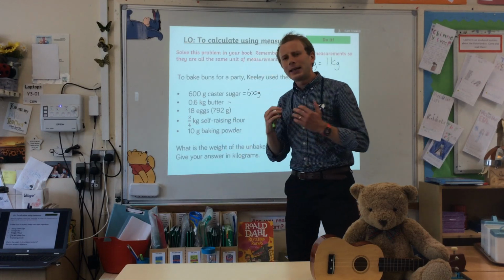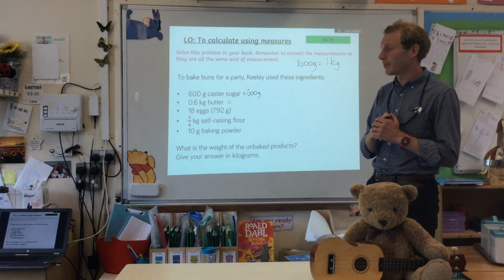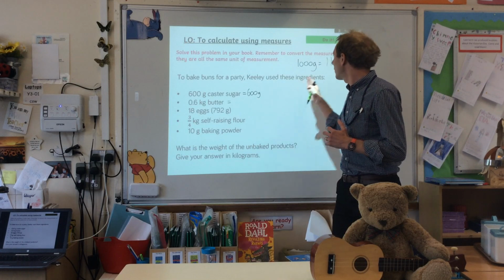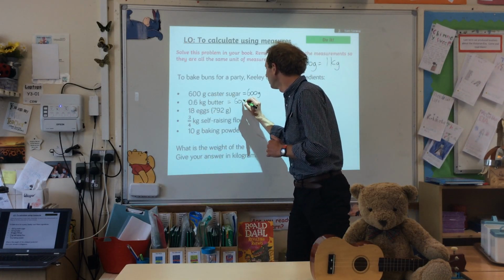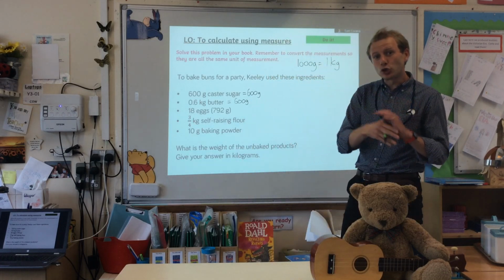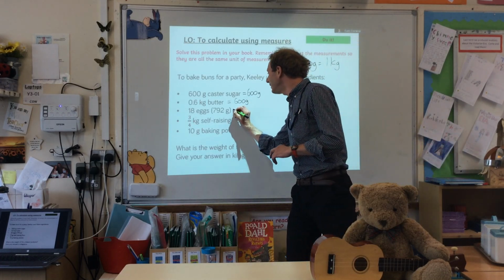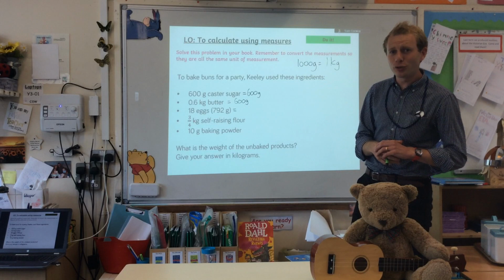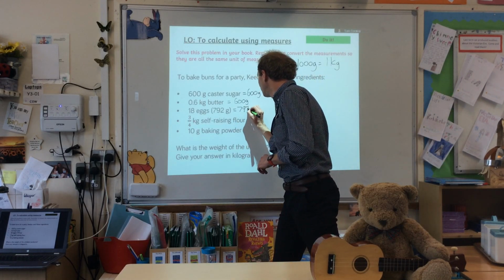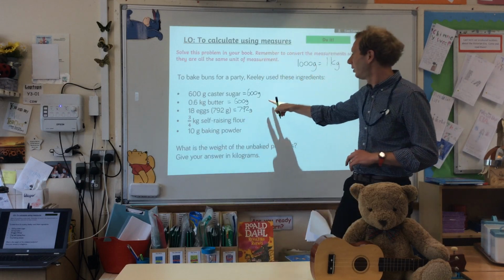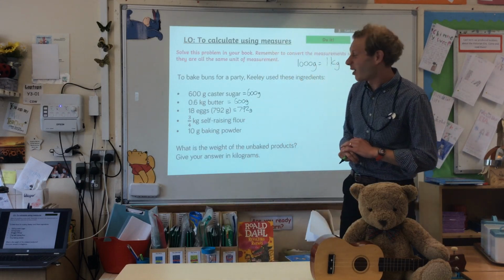Next, I'm going to look at my butter. 0.6 kilograms of butter into grams. So 0.6 kilograms, I need to multiply that by 1,000, and that'll give me 600 grams. Next, I've got my 18 eggs, which is 792 grams. You guessed it, keep it the same. 792 grams. So far, I've only done one bit of maths, actually.